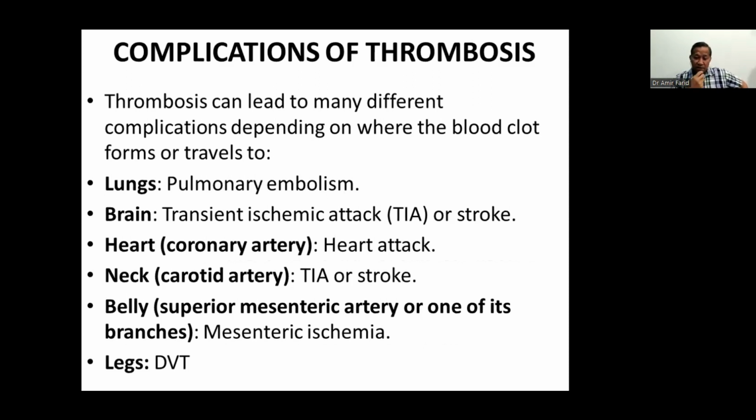Or if it's mild, it is angina. In the neck, you can have TIA or stroke, just like if it's right in the brain. In the abdomen, in the superior mesenteric artery or one of its branches, you have mesenteric ischemia, which can be very painful. And in the legs, usually it is deep vein thrombosis.